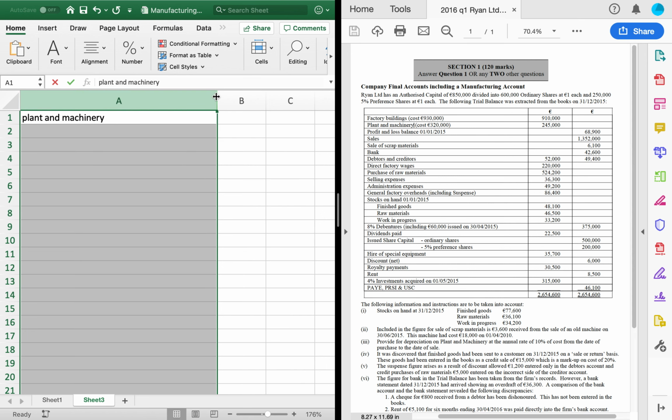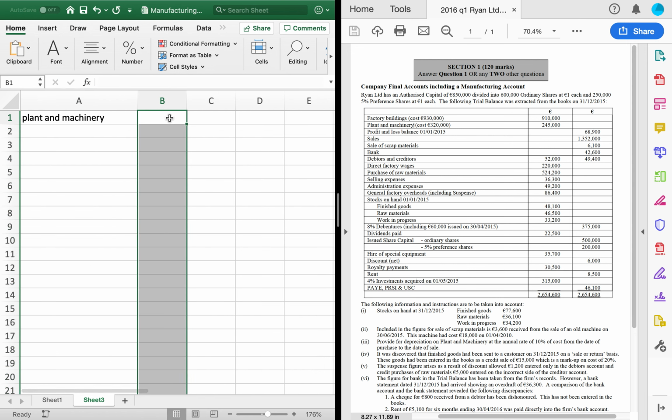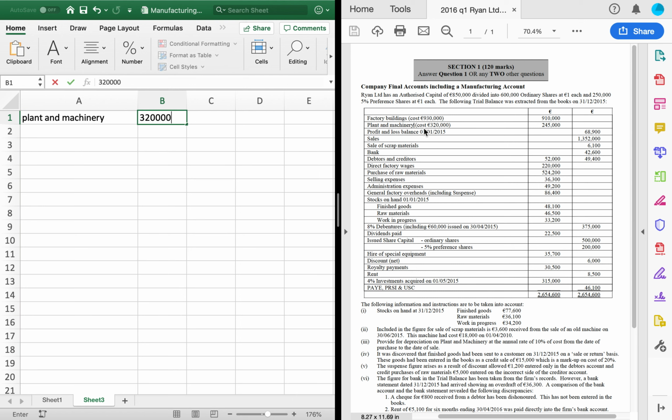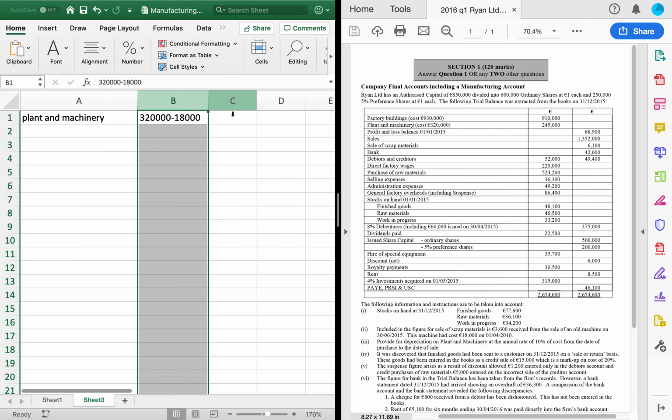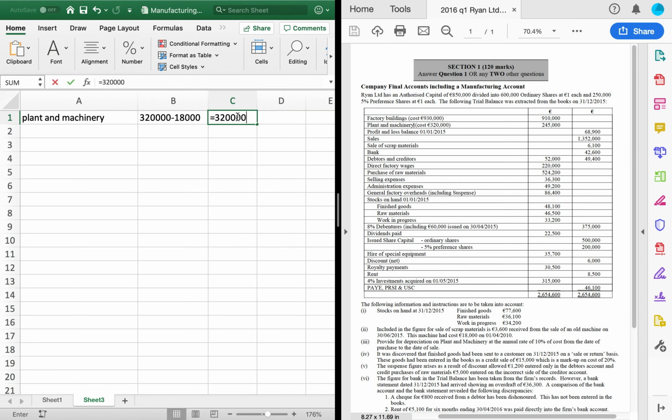Take your starting figure from the question. So always the cost figure, so 320 minus the old plus the new. So take the one you sold at its cost price, so it cost 18,000. You hadn't traded it in against anything new, so you're not adding on anything. If there was a trade-in involved, you would add on. So your plant and machinery is 320 minus 18,000, which is 302,000. And we're going to use those two figures to depreciate plant and machinery.